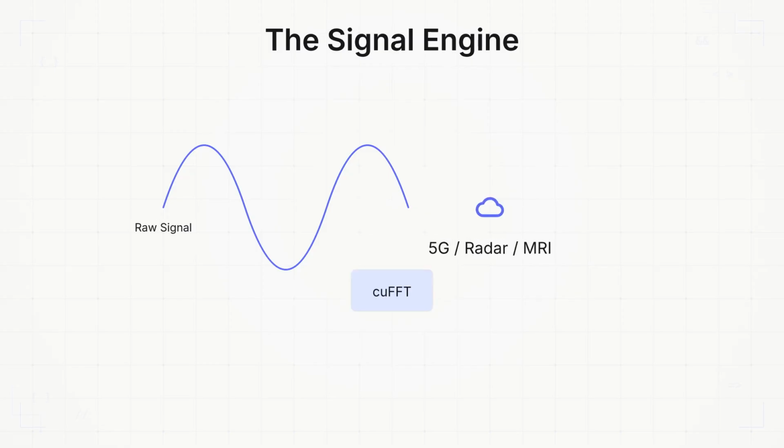Another massive field is digital signal processing, or DSP. If you've ever wondered how 5G towers handle thousands of simultaneous connections, the answer is the fast Fourier transform, or FFT. FFTs are the mathematical foundation of wireless communication, medical imaging like MRIs, and even oil exploration.